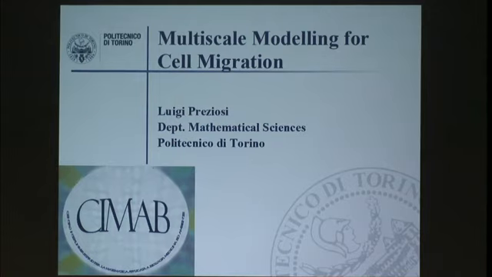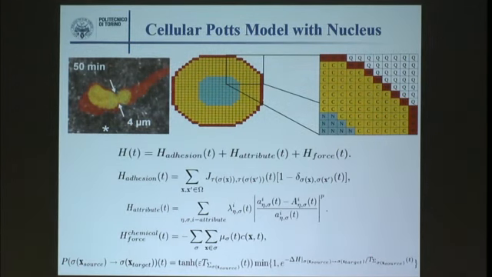So, let's start from that. This is one of the pictures she showed, and we wanted to address the modeling of the importance of the nucleus in cell migration. The best model that we found to take that into account is the cellular Potts model. We modified it to include certain features, for instance the presence of the nucleus and of the membrane, and other minor things like motility, which depends on several parameters.